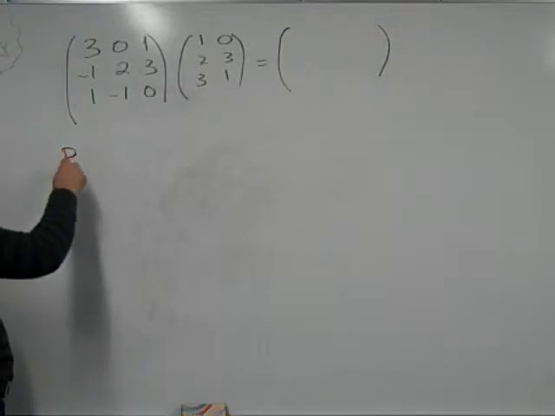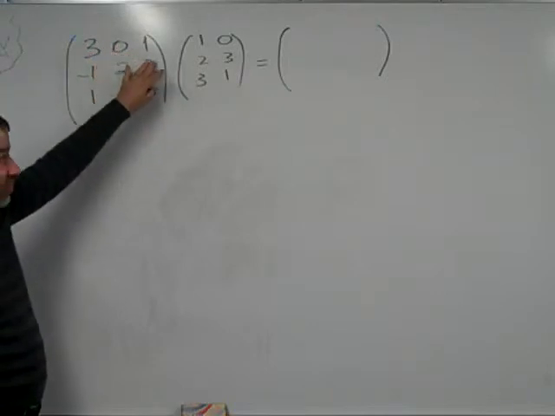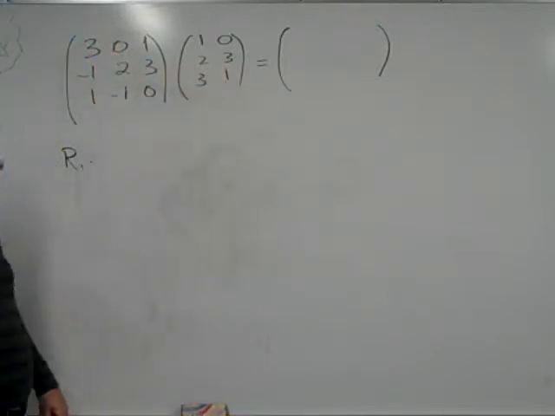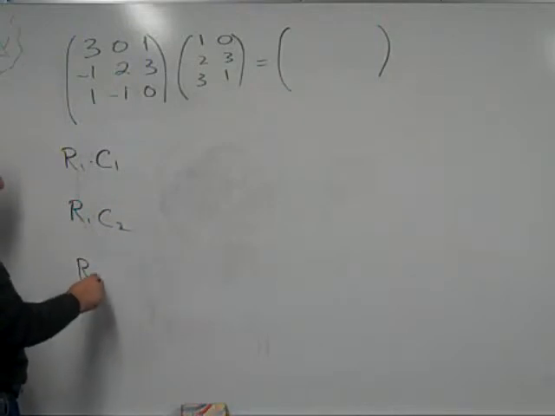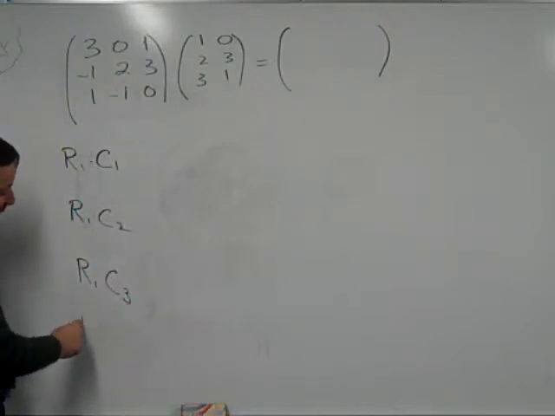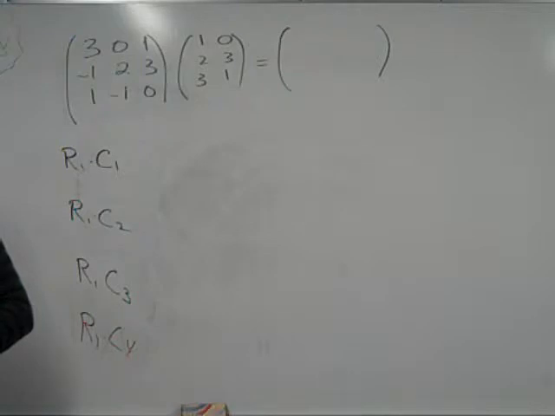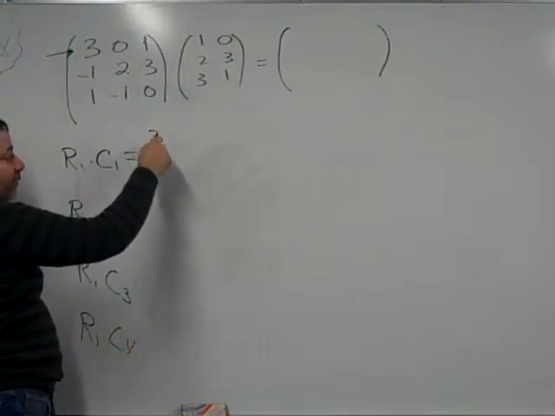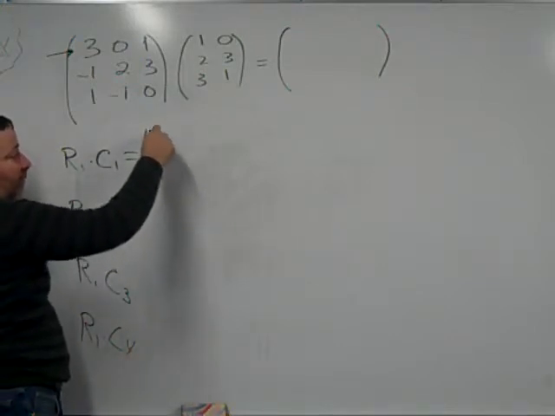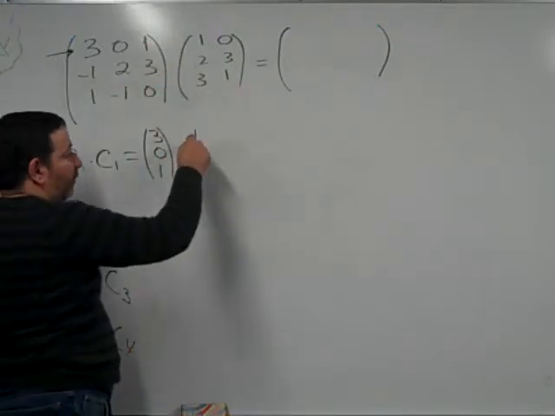You are going to dot row 1. You're always going to dot rows from the left matrix with columns from the second matrix. You're going to do row 1 with column 1, row 1 dotted with column 2, row 1 dotted with column 3, row 1 dotted with column 4, etc., if there are that number of columns. Now row 1 is 3, 0, 1. But again, write it as a column. And column 1 is 1, 2, 3. Dotted with 1, 2, 3.